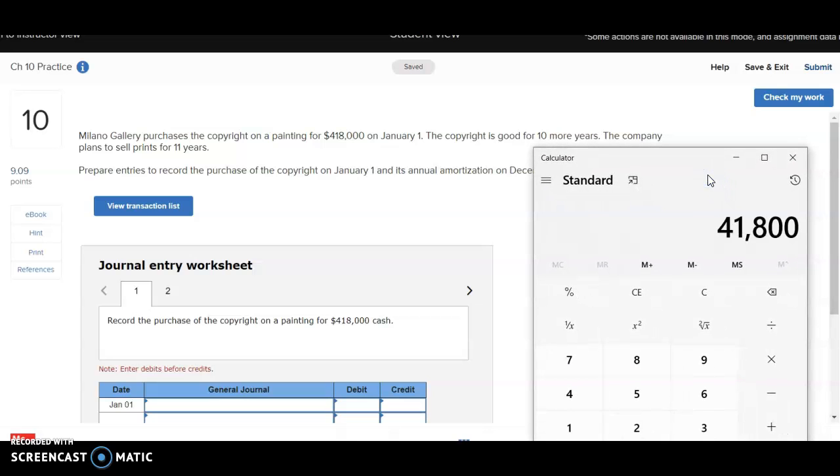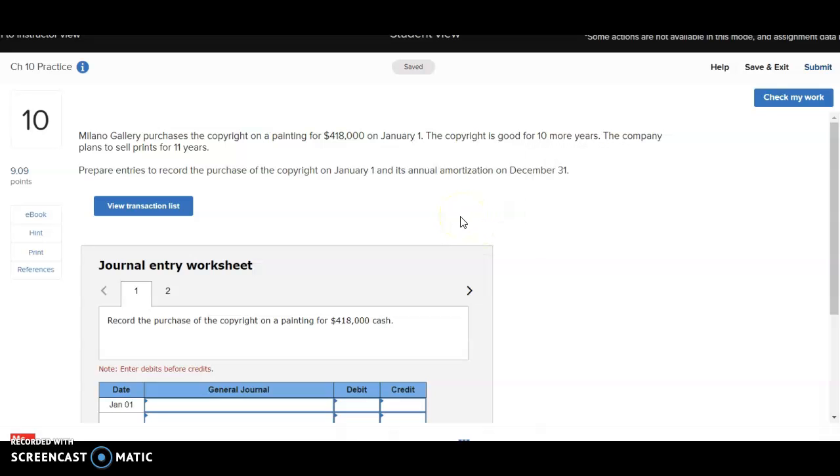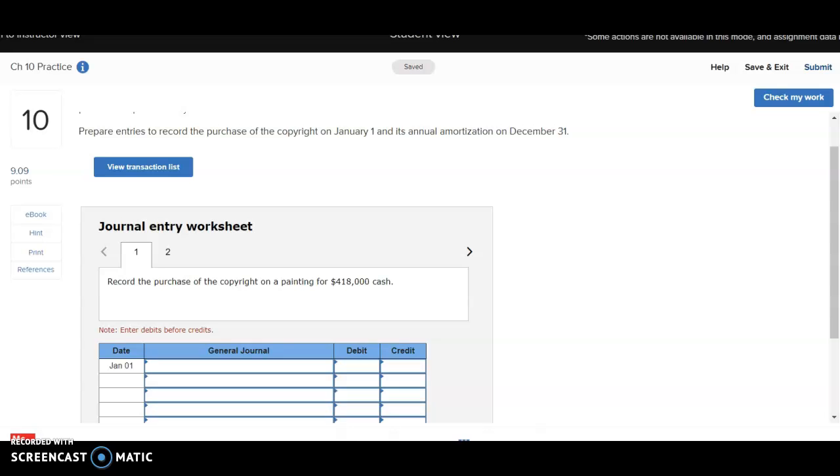So here we had $418,000 as our cost. There is no salvage, and you'll see that commonly in amortization, and it's going to be for 10 years. So it's going to be $41,800 per year that we can amortize. So the first thing it says is to record the purchase of the copyright on a painting, and we paid $418,000 cash for this purchase of the copyright. So the copyright is an asset. It's an intangible asset. So that's what we're going to be recording as our asset for $418,000. We paid cash for it, so $418,000.